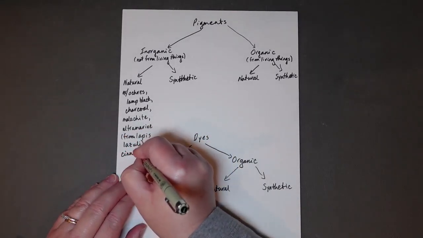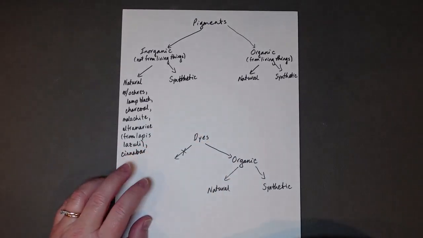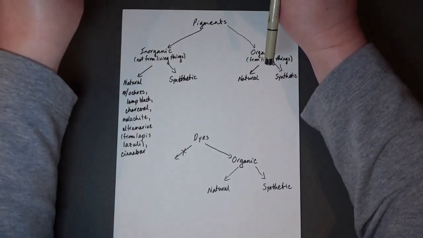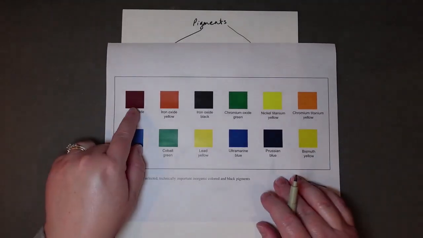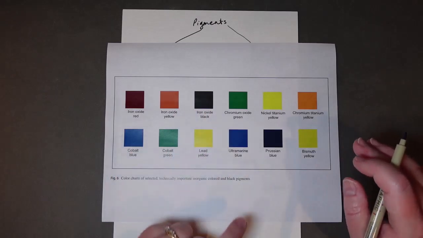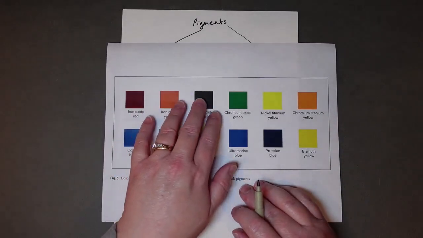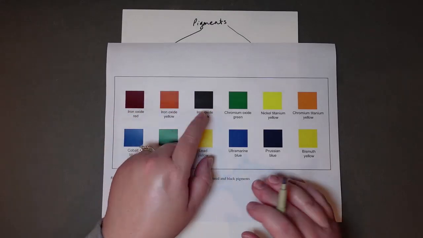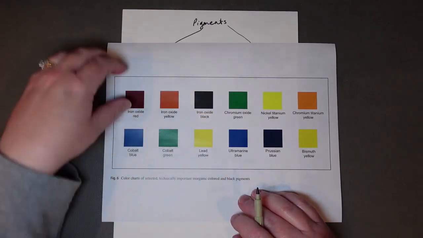Cinnabar is another one. Those are all natural inorganic pigments. And if you look back at that color chart I had, there's your ochres, your iron oxides. Your cinnabar is going to be in here. It's vermilion, so it's a little redder. Iron oxide black, but our charcoal blacks, they're not iron oxide, but that's going to be in there as well.